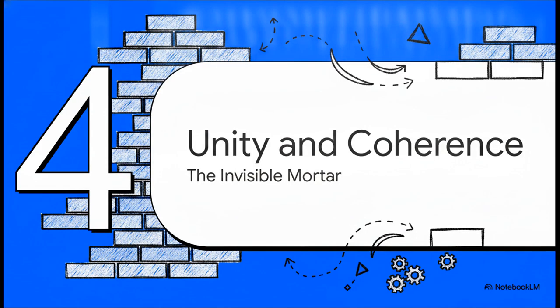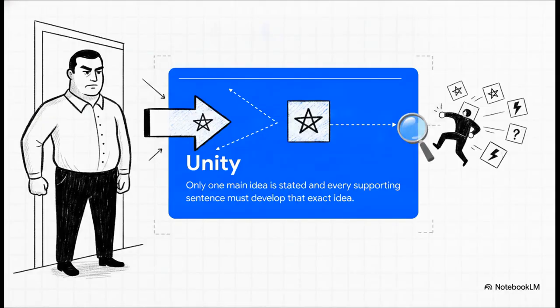All right, section 4, unity and coherence, the invisible mortar. Let's talk about unity first. Simply put, unity means only one main idea gets stated in the topic sentence, and literally every supporting sentence has to develop that exact idea.